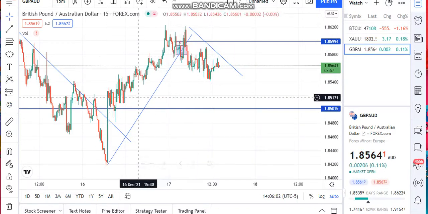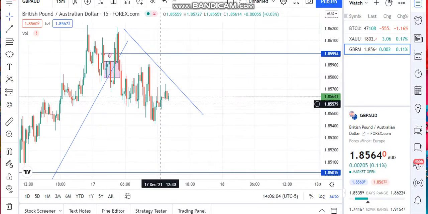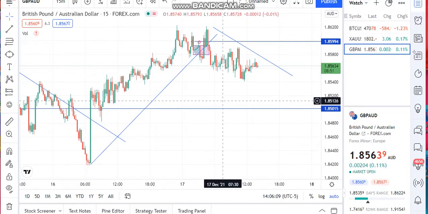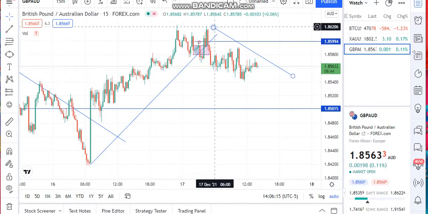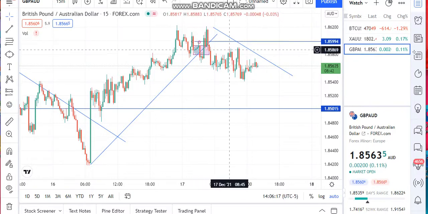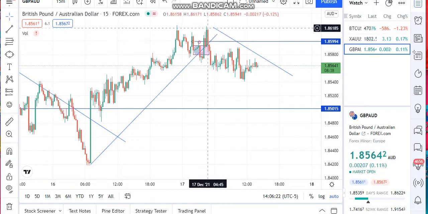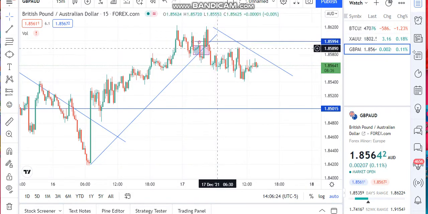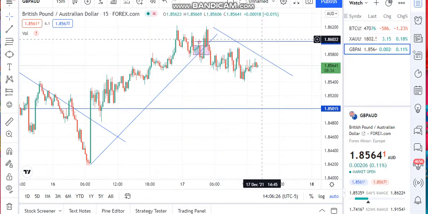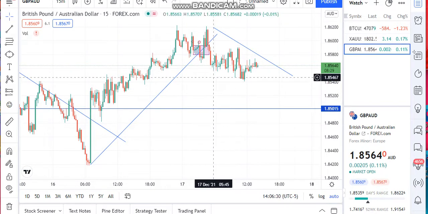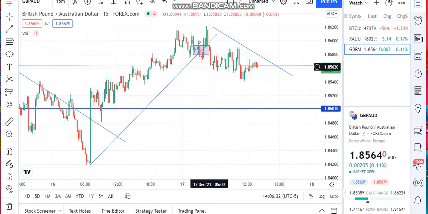There are so many things you can use to help you understand what price wants to do and how to get in the market. So draw your trend line. Once this candle breaks this trend line right here, boom, we're in a downtrend. We're in a downtrend right now.